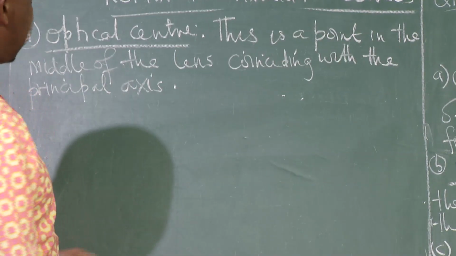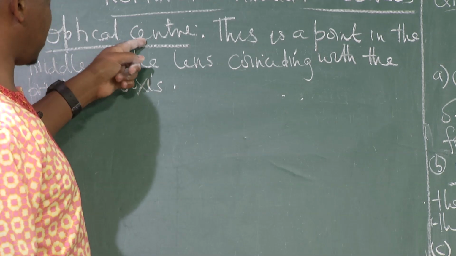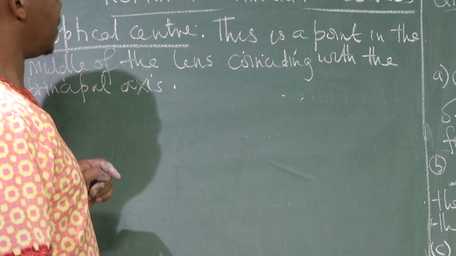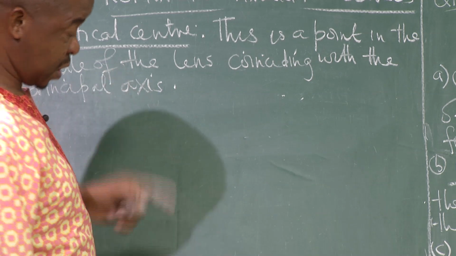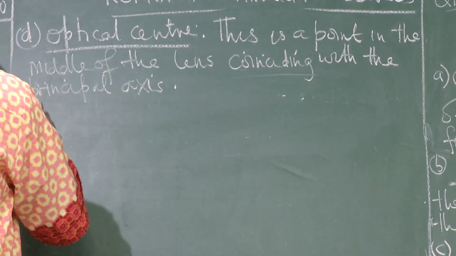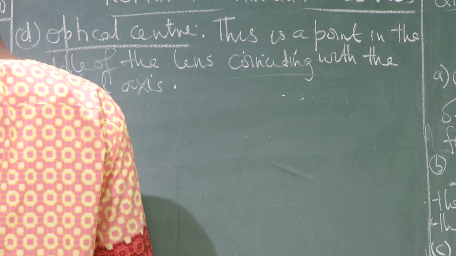We can say it's the point in the middle or in the center of the lens, but we are avoiding repeating the word center. That's why we use middle, through which the principal axis passes. If you don't want to use coinciding, you can say through which the principal axis passes.